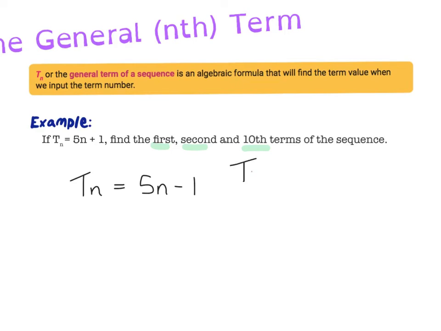T of 1. So that equals 5 times 1 take away 1. And we know from BIMDAS that we must do our brackets first. So 5 times 1, well, it's 5. Take away 1 is 4. So the first number of the sequence is 4.